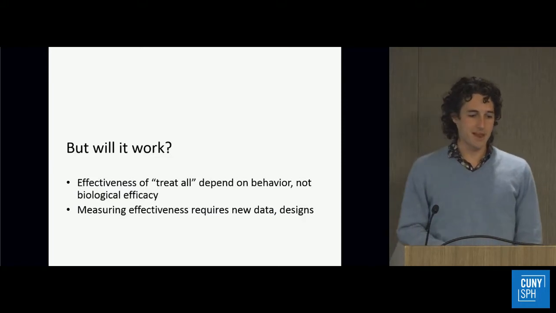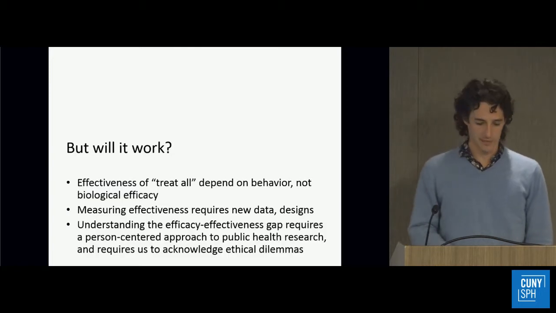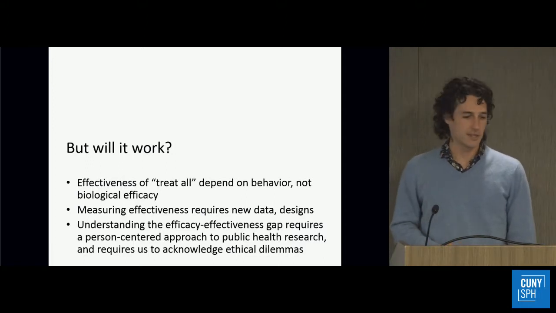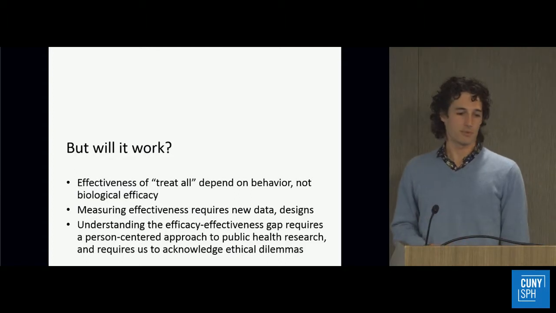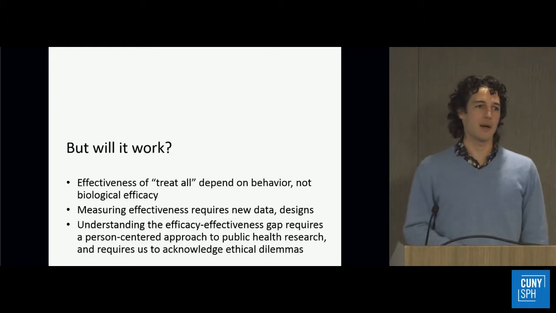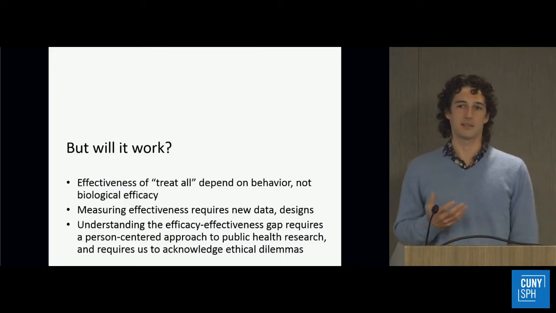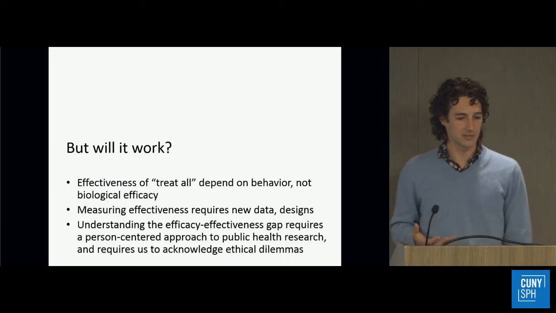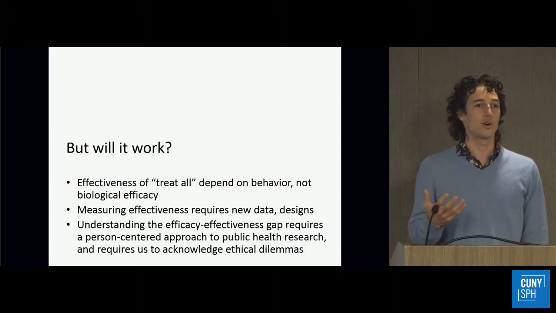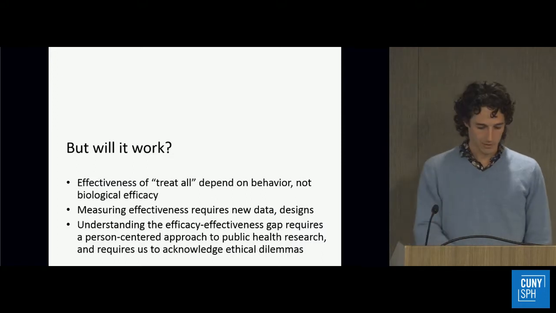I'll argue in this presentation that measuring effectiveness rather than efficacy requires new study designs and new kinds of data. And I'll also argue that understanding the gap between efficacy and effectiveness is going to require a more person-centered approach to public health research than we've previously been thinking about. Rather than thinking about patients as widgets that need to be moved through a care cascade, we actually need to interrogate the context in which patients are making decisions, how they're thinking about the decisions that they're making. And in doing so, we're going to encounter head-on some critical ethical dilemmas that HIV treatment as prevention raises, which I'll get to shortly.